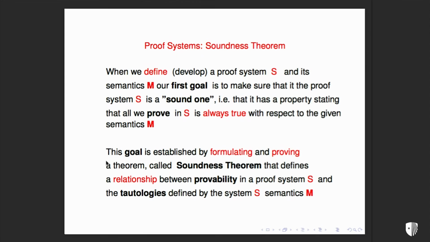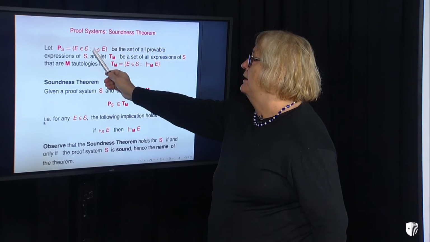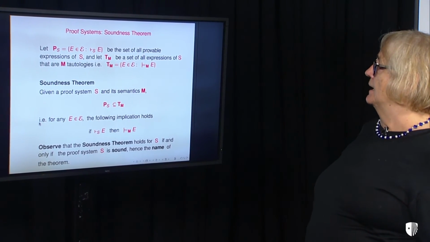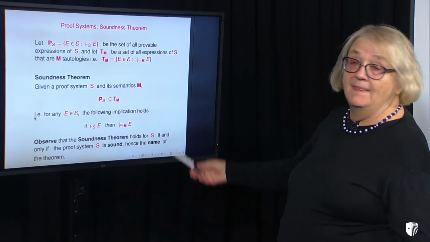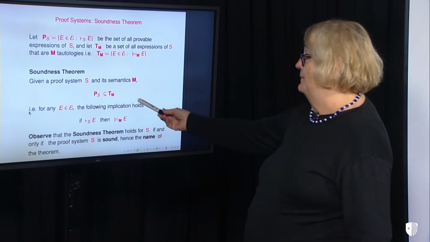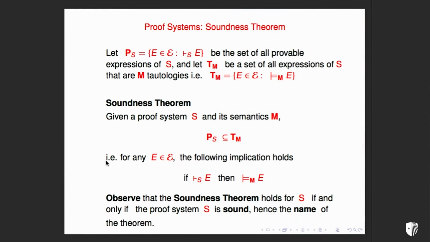And we formulate it in the form of the Soundness theorem, which says: let P_S be all provable expressions in the system S, and T_M the tautologies under semantics M. The Soundness theorem says that P_S is included in the tautologies under semantics M. From the inclusion of sets, it means that if a formula belongs to P_S, that is, it has a proof in S, then it is a tautology under semantics M. And of course, we prove it.